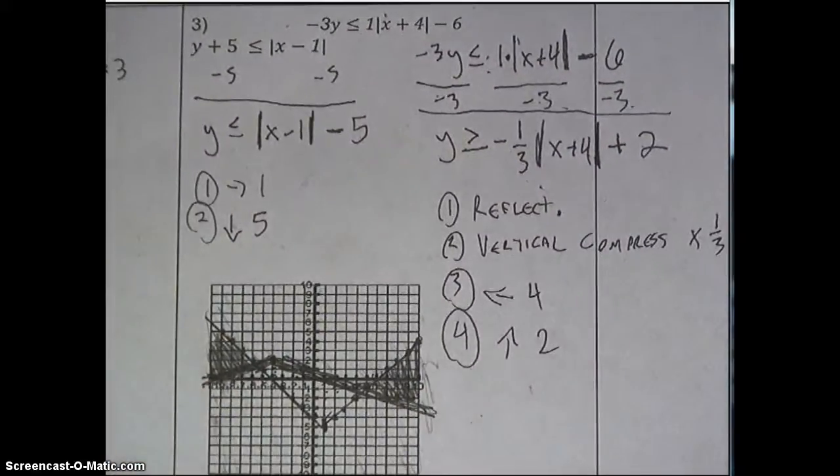Okay, that should be it. We've now graphed inequalities. In this case, absolute value inequalities. I think I was saying linear inequalities before. These are absolute value inequalities. And we've done systems of absolute value inequalities.